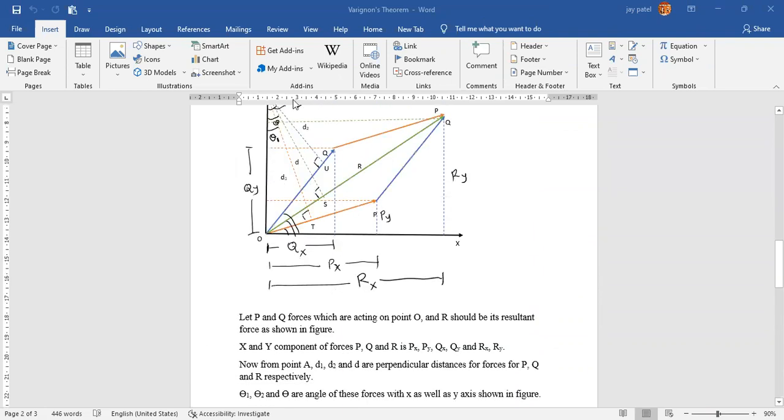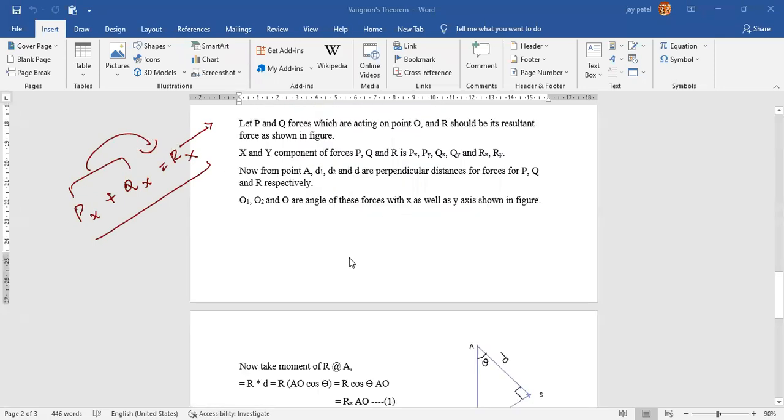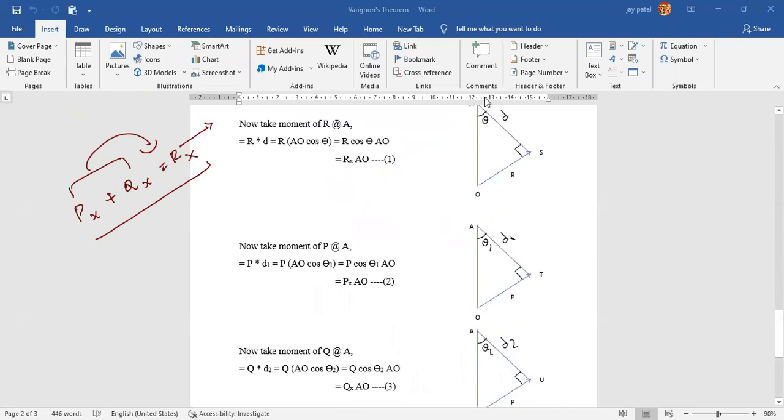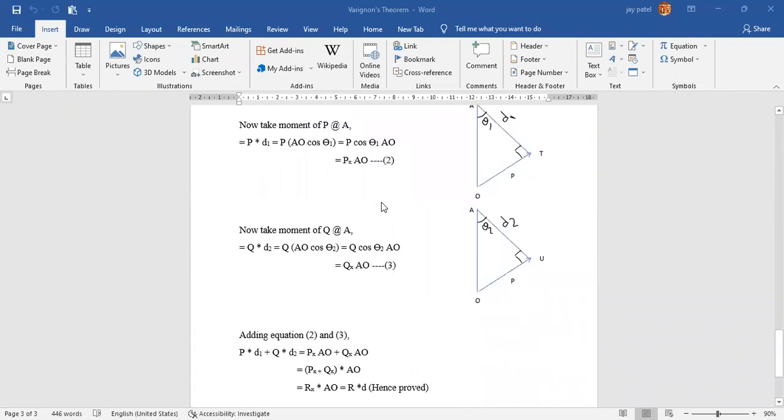Now from this case, can I say that Px plus Qx equals Rx? Yes or no? Because Rx is the resultant of P and Q force in the x direction. Same concept we are going to apply below. Let me sum up the moments of P and Q.